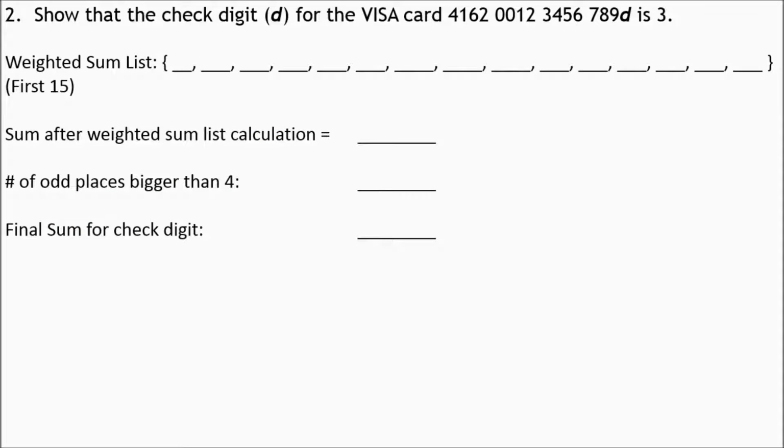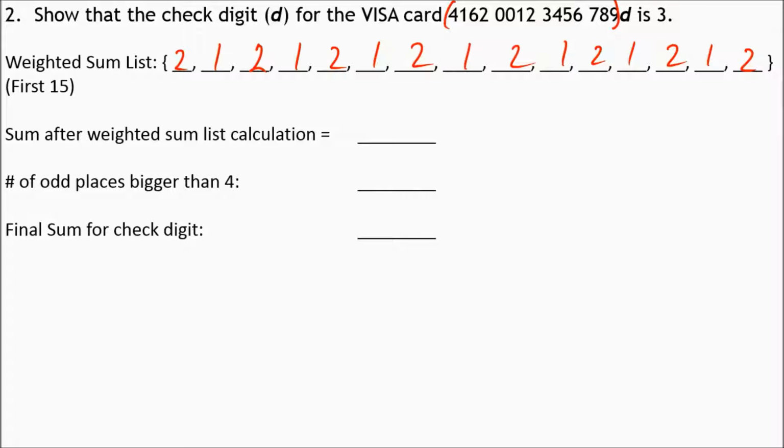Number 2 says, show that the check digit D for the Visa card, this right here, is actually 3. So they're giving us our answer. They just want to make sure that we can do the math to get that answer. All right, so the first thing we're going to do is take the weighted sum list. The weighted sum list, again, is 2, 1, 2, 1, just making sure that we remember what it is, because we got to use it.